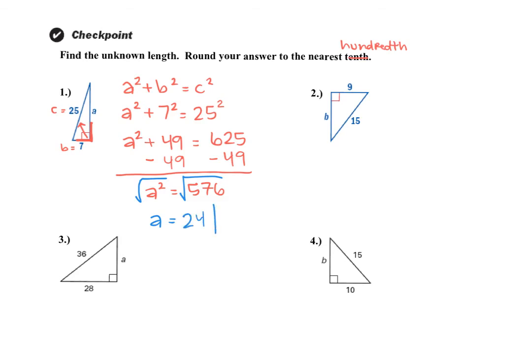24. And again, that one was a perfect square, which we always love when they come out as a perfect square because we just have to write our answer one way. There's no rounding needed because it comes out perfectly. So my answer is A equals 24.